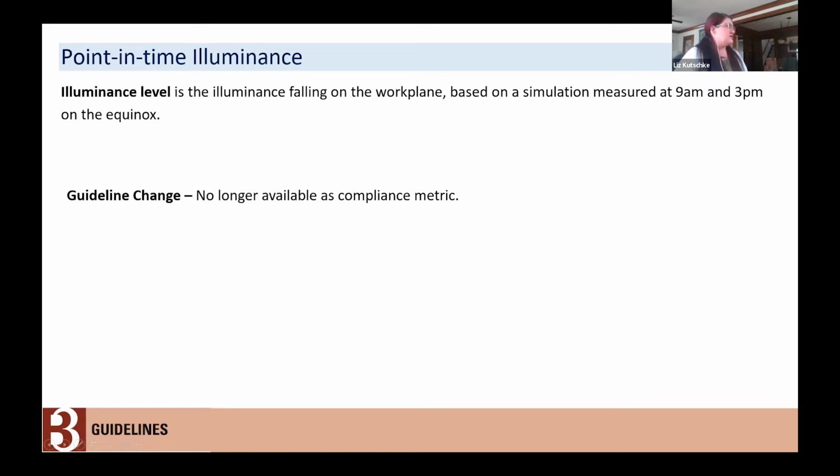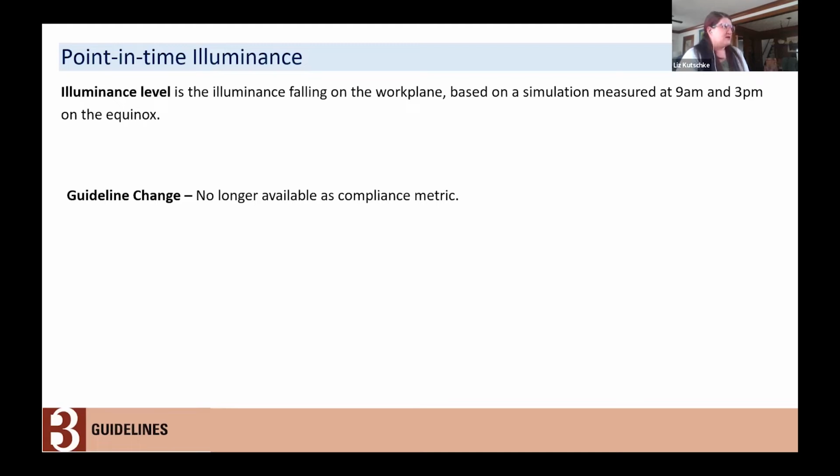And finally, the point in time illuminance would be the illuminance falling on the work plane based on the simulation measured at 9 a.m. and 3 p.m. on the equinox. And as I mentioned, and as you've seen, we are no longer using this as a compliance metric. We found the complexity to be not helpful for project teams or for us as reviewers of submissions. It requires more simulations than the other measures, and it seems to have fallen a bit out of favor in the modeling softwares as well.